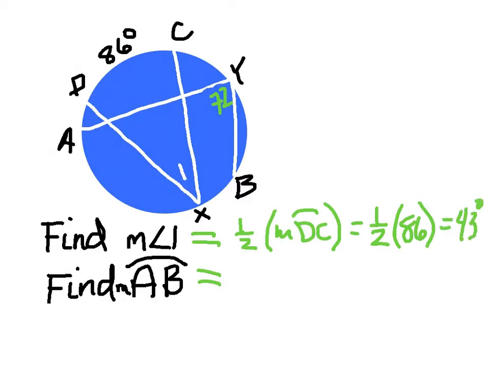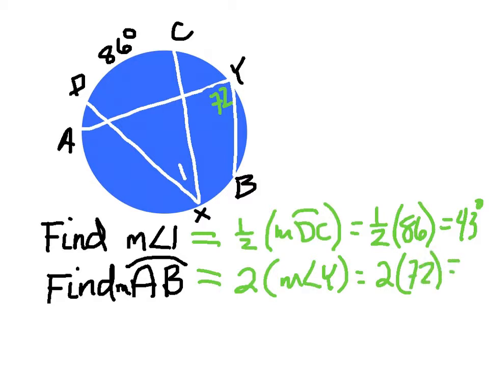And then the measure of arc AB, arcs are twice as big as inscribed angles, so you can say that it is 2 times the measure of angle Y, and the measure of angle Y is 72, so it's 2 times 72, or 144 degrees. So if you got both of those, you understand the basics, and so I'll do another picture with some more complicated problems.